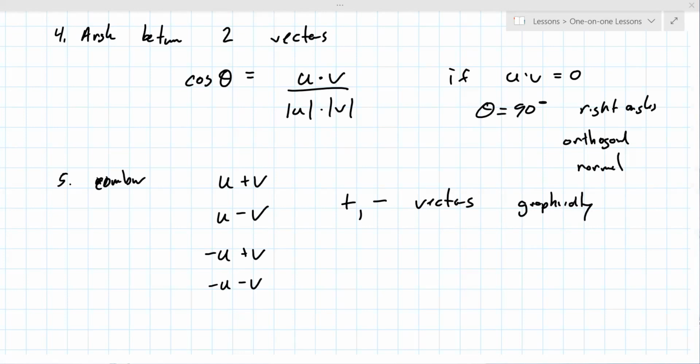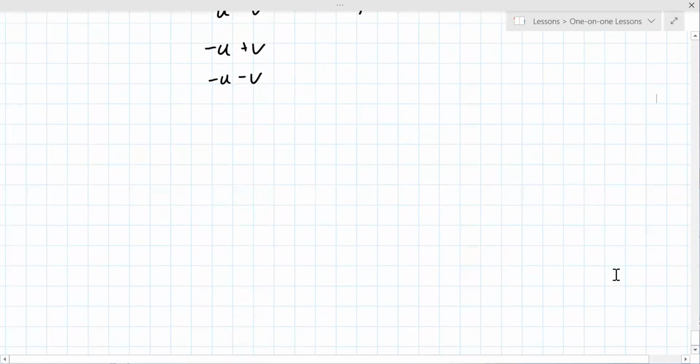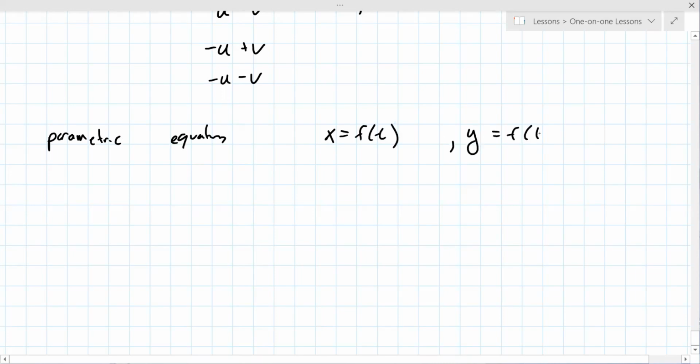Okay, so now parametric equations. We talked a little about parametric equations, not much. So the idea is that you have x as a function of t and y as a function of t, and you have to always specify the direction.